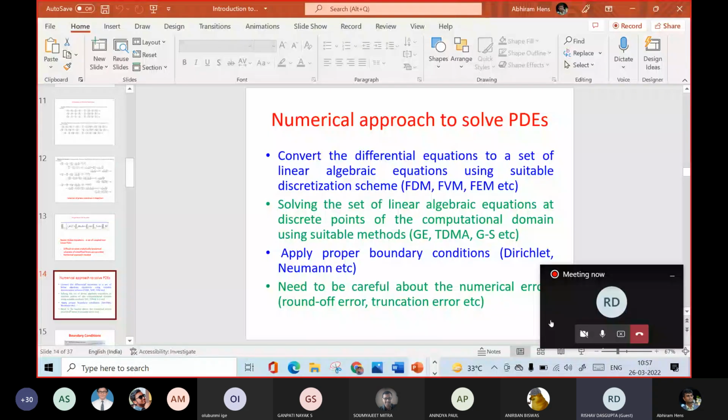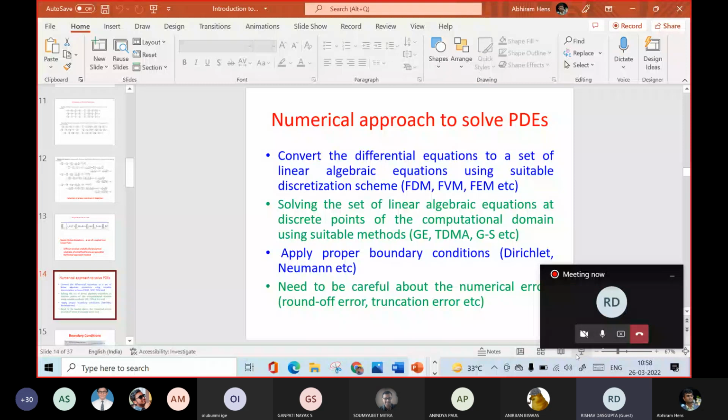Okay, so what is the general strategy to solve a partial differential equation? That should be known to us, because our final objective is to solve the Navier-Stokes equation, which is a partial differential equation. So how can we numerically solve a partial differential equation? That standard approach we should know. What is that methodology or strategy? You just convert the differential equations to a set of linear algebraic equations using a suitable discretization scheme.